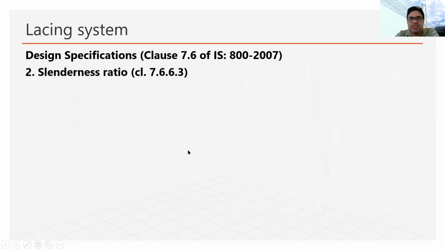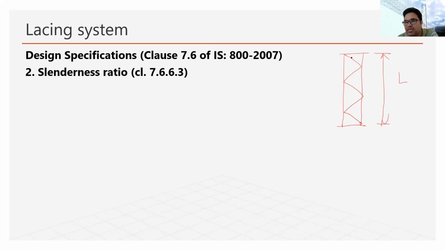Now talking about the slenderness ratio. Now just see, these are the two main components and they have their own length, say I'm writing here as L. And similarly, now you can see to connect them, we are providing the lacing system, lacing bars.